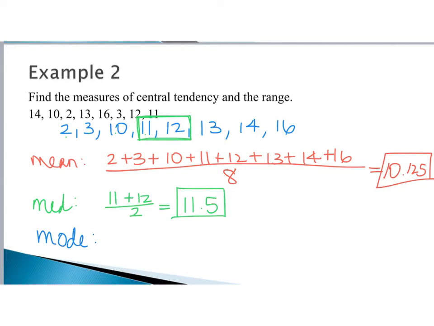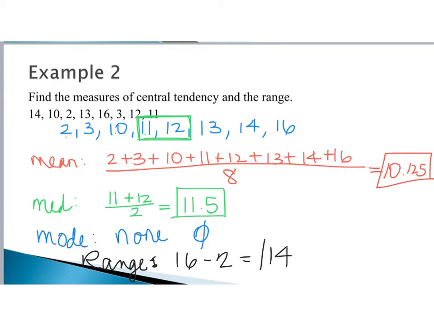And then I'm going to look at my mode, which in this case, I do not have a number that repeats. So you can write none, or I know some of you like to write the empty set, and that's fine. And then we're going to end with finding our range. Now keep in mind, the range is your largest number, which is 16, minus your smallest number, which is 2, and this tells me I have a range of 14.